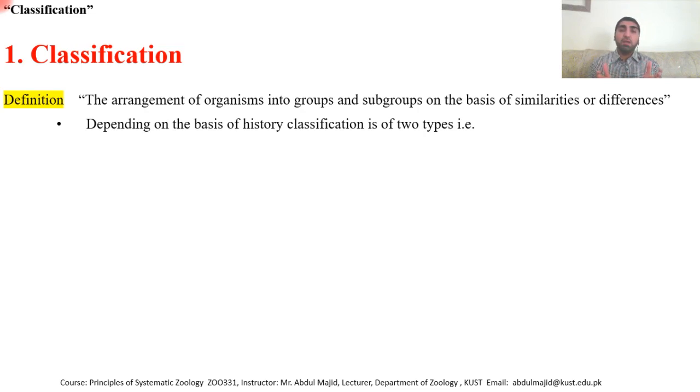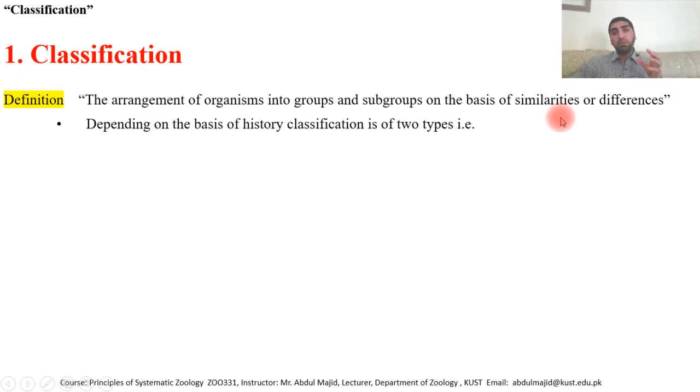So the purpose of classification is actually the ease of access. For example, there are a lot of animals, a lot of plants, and a numerous number of bacteria. When we classify them, we can reach them very easily. So classification is the practice of classifying organisms into groups and then into subgroups for the ease of access on the basis of similarities and differences.